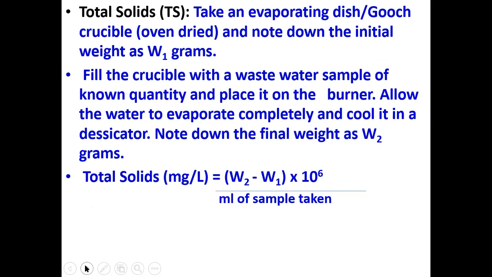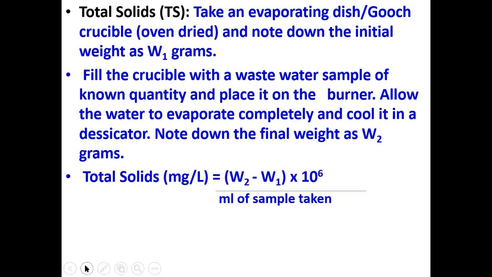So you take that evaporating dish or Gooch crucible, which should be oven dried. Why should it be oven dried? So that you remove the moisture associated with that particular crucible. And note down the initial weight as W1 grams.